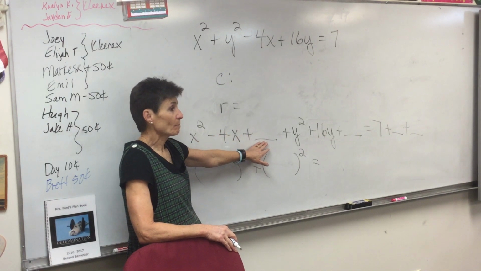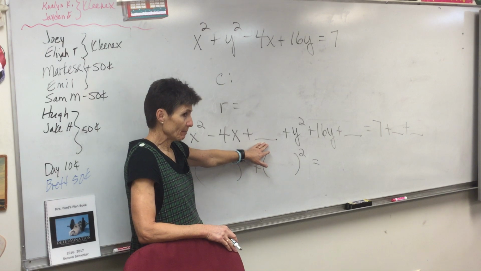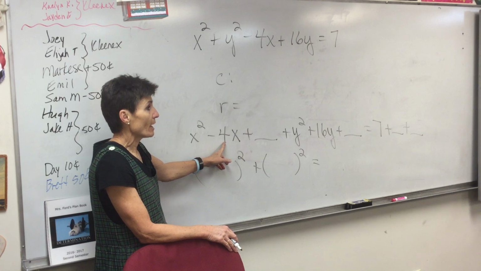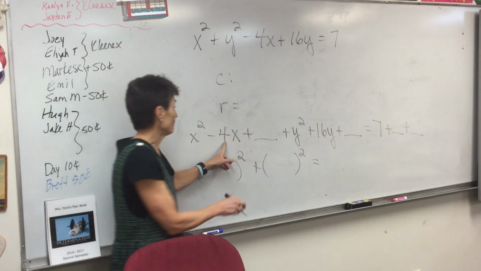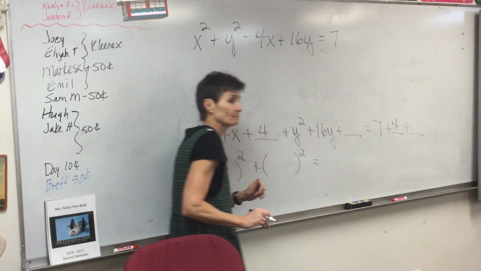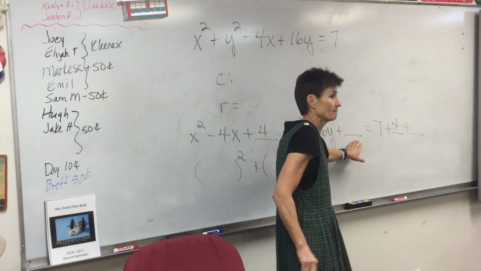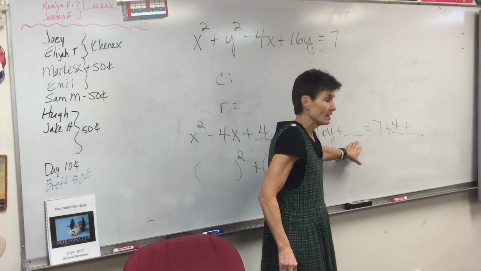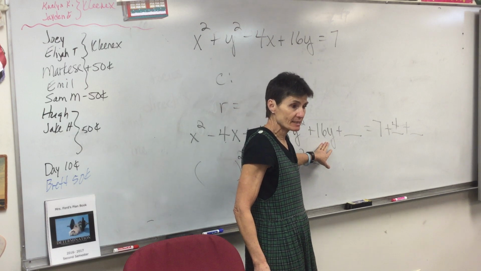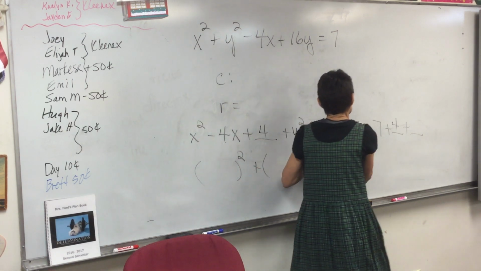What is going to go in this blank? 4. Why is 4 going to go in that blank? Half of 4 is 2, and 2 squared is 4. So there's going to be a 4 on both sides. Now, what's going to go in this blank? 64, because half of 16 is 8, and 8 squared is 64.